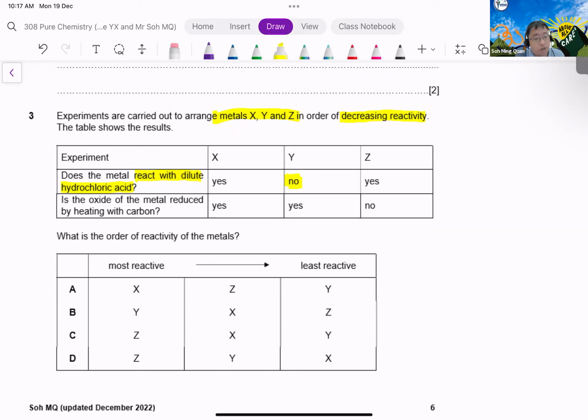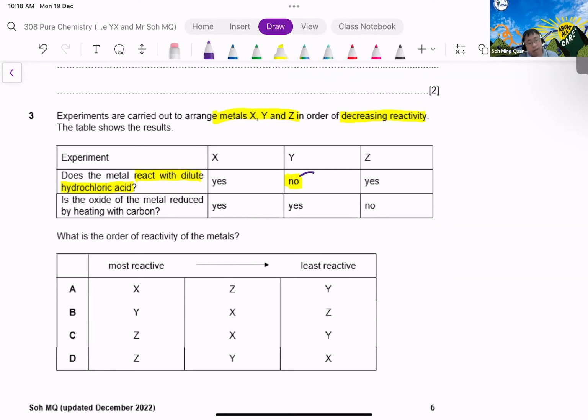So let's try to recall. If the metal doesn't react with acid, what does it mean about its position in the reactivity series? So we have to think back to the previous set of notes, part 2, right? Where we learn about reactivity series, the reaction with acids. Okay, so which metals don't react with acid? So you think, copper doesn't react with acid. Silver, gold, they don't react with acids.